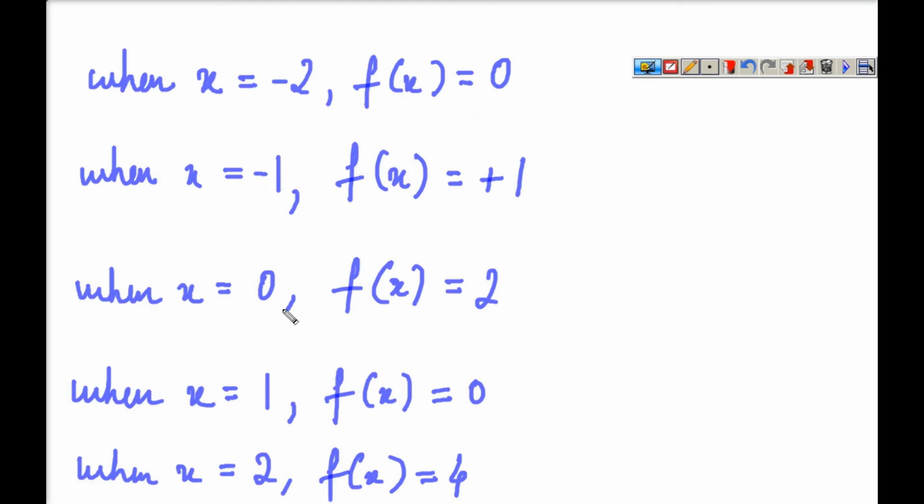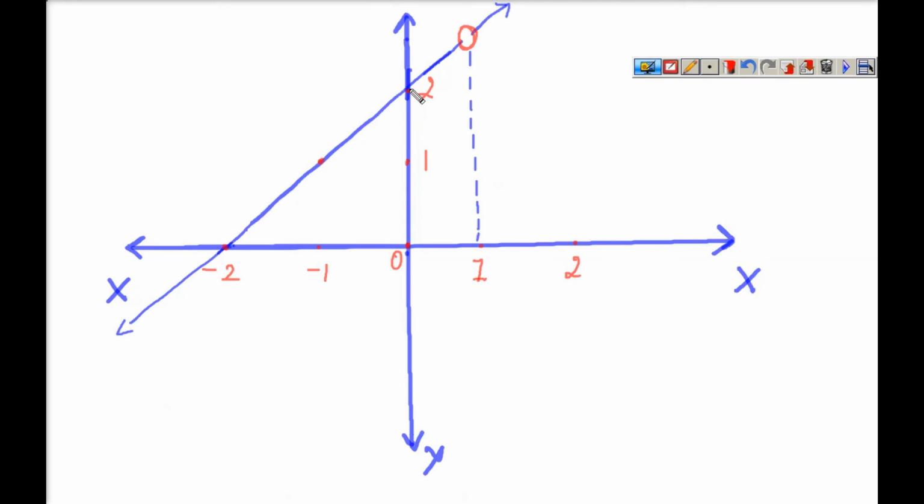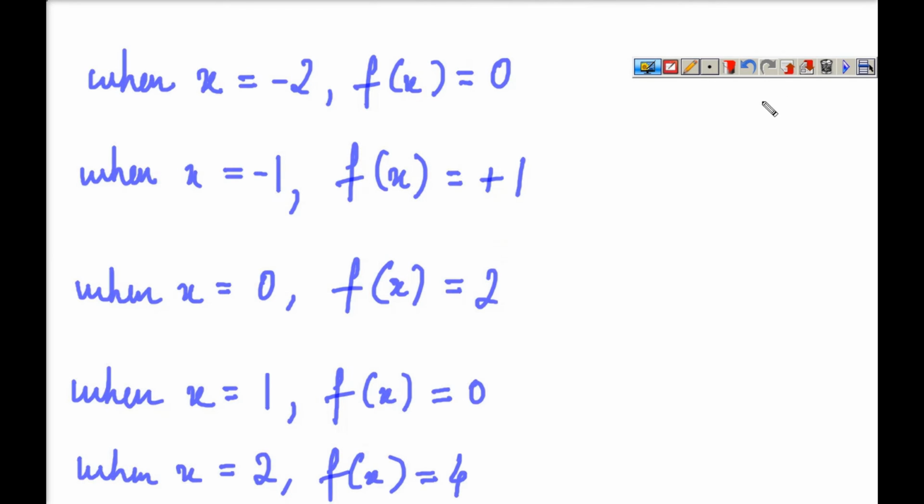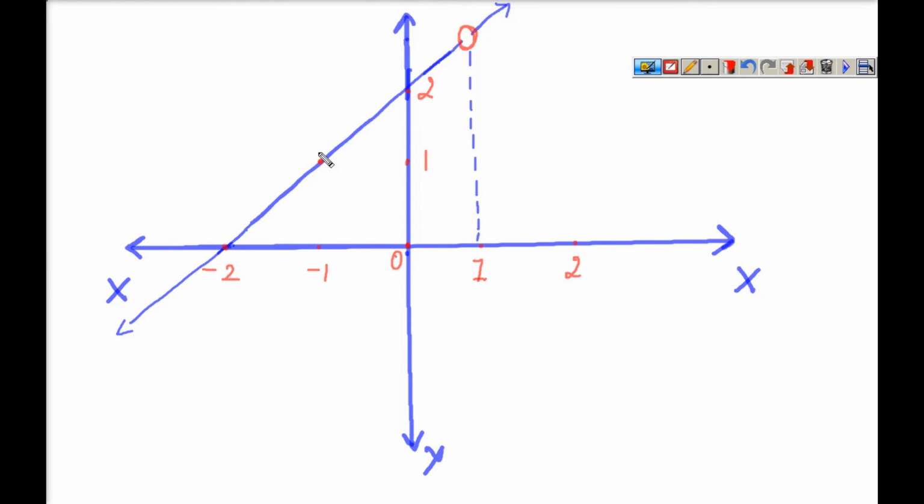And when x equals 0, the value of the function is 2. Again we are connecting those dots, and we can see that it's actually a straight line. Then when x equals 1, we have 0. It's discontinuous here, so the line is not continuous there. But apart from that, when x equals 2, the function equals 4. So it's a straight line, all in all, except for when x equals 1.